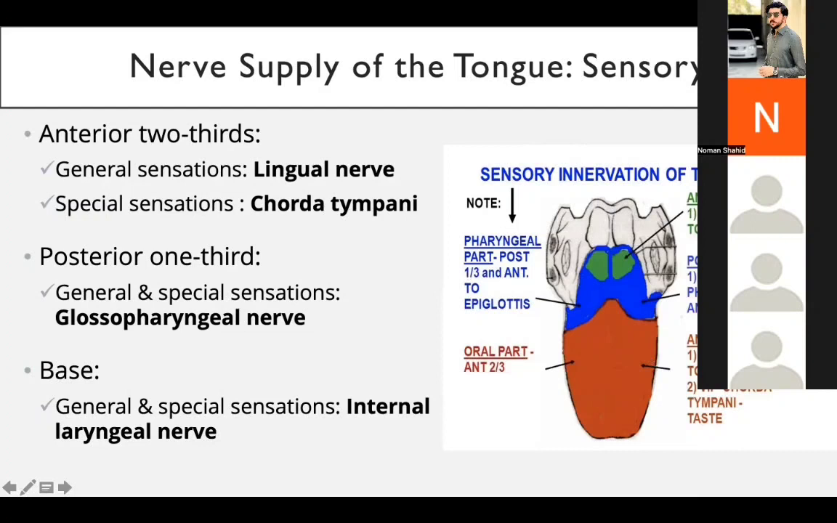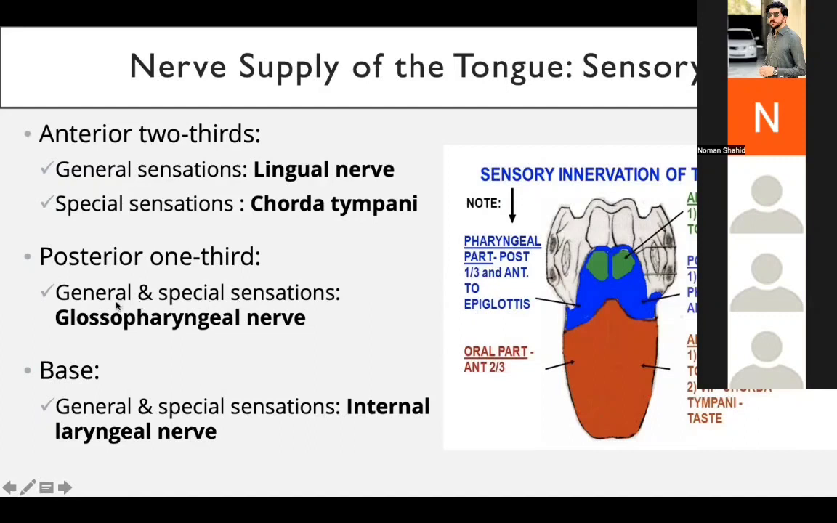Okay, how to remember this? V3. What is V3 or 5-3? Lingual nerve. This came from this V3. What is V3? This is a cranial nerve. Yes, exactly. So this is the mandibular branch of the trigeminal nerve. You have to answer in full. So the lingual nerve controls the general sensation, and then chorda tympani from the seventh cranial nerve is responsible for the taste. After anterior to that, we have a posterior one-third.